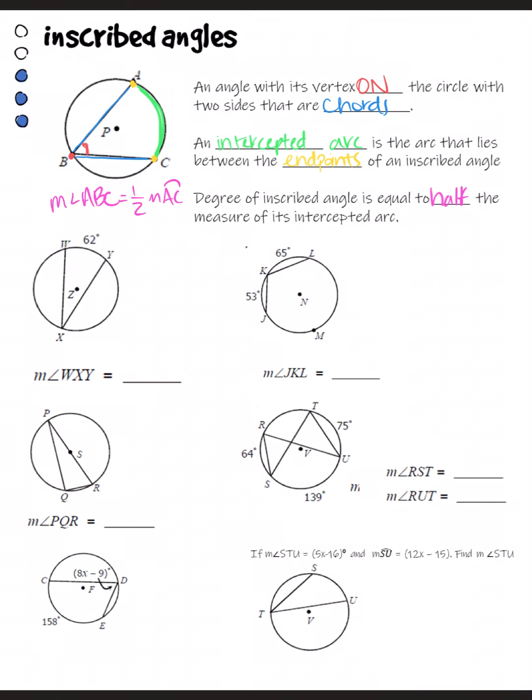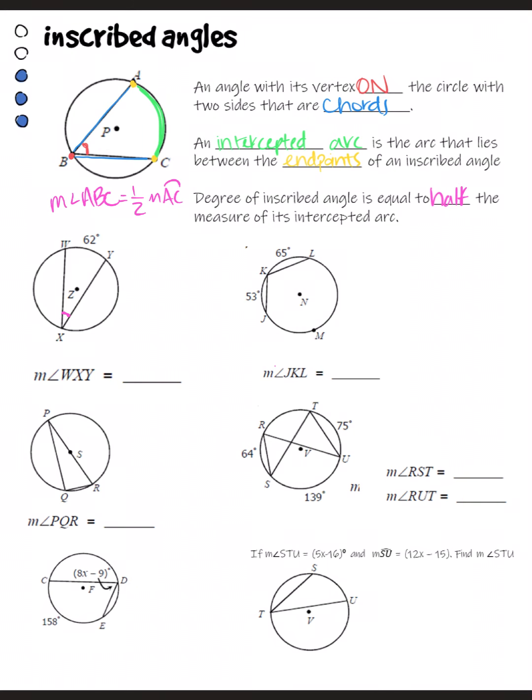So let's look and see what that means in our examples. Let's change my color. One moment, please. All right, we got this inscribed angle right here. That is not the color I chose.